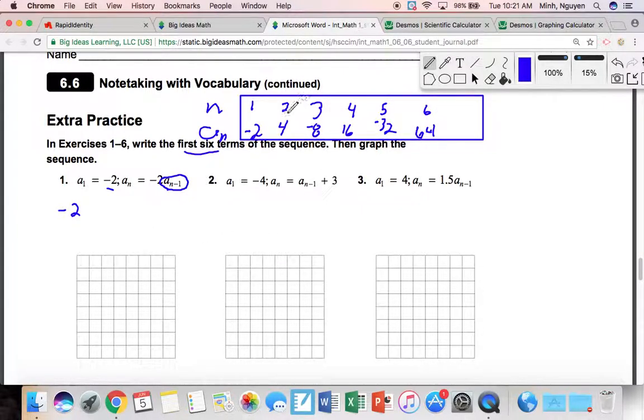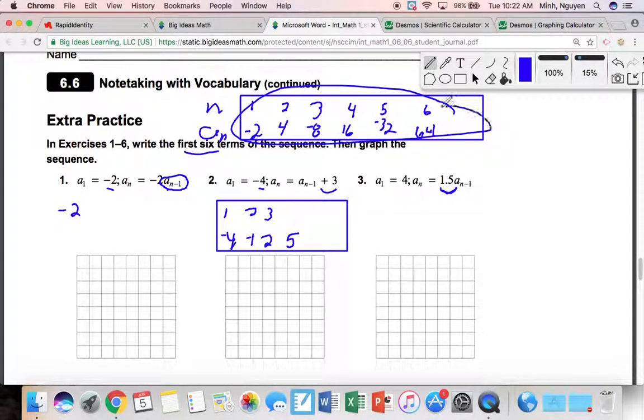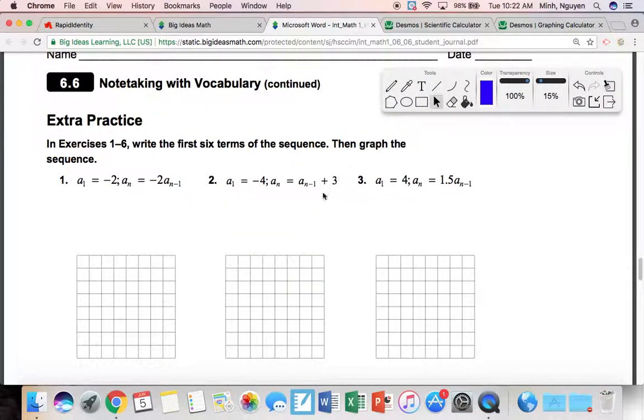So that's what you do. You make a little table for each of these. This is your starting point. So you'll have 1, 2, 3, 4, 5, 6 on all these. And then this is what it tells you to do. It tells you to add 3. So each time you just add 3. -4 plus 3, -1 plus 3, 2 plus 3, and so on. This one tells you to multiply by 1.5, so you'll be multiplying like you did here. This number right here is your starting point, and then you graph by saying this is x and this is y. So that's it for that section.